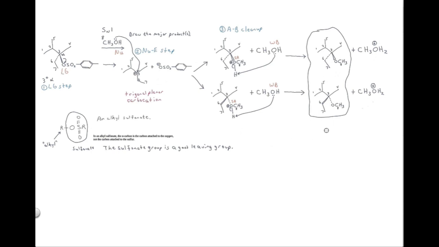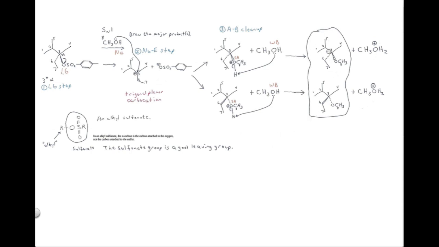But if your product looks different from the answer key, how can you tell whether your answer is wrong or whether you've just drawn a different version of what's in the answer key? Well, a good way to attack that is you can assign R and S. If you know how to assign R and S, you can assign R and S to your products and then assign R and S to the answer key. If you have the same pattern of R and S as the answer key does, then your answer matches the answer key. And if you have a different pattern of R and S than the answer key does, then you've made a mistake. Of course, that's only going to work if you are good at assigning R and S labels to stereocenters.